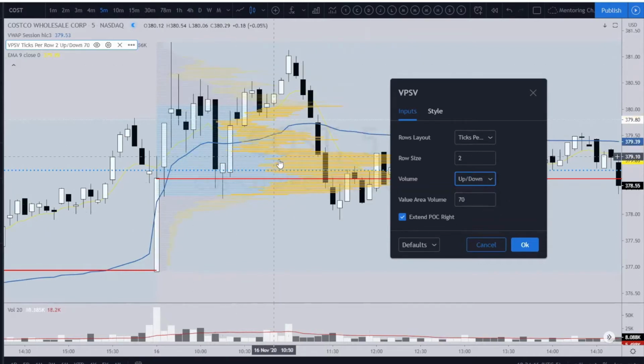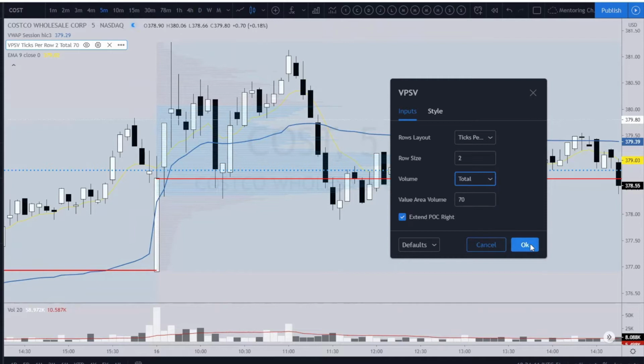You can see the separated bar. So the yellow is the selling, the blue is the buying. I prefer just the total. I don't really care about which is the selling and which is the buying. And then the value area, which I leave as the default, which is 70. And that just indicates that this blue area right here, that's where 70% of all the transactions occurred in this area of price. And then you've got your extend POC to the right.